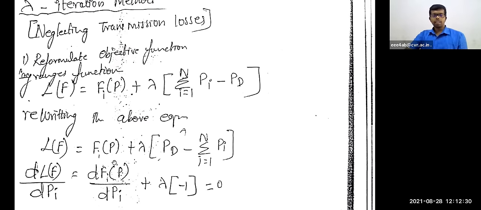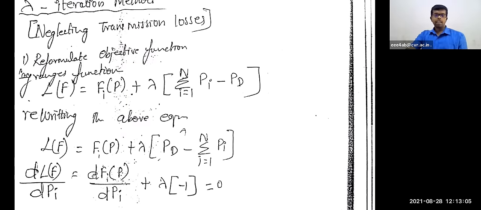So after differentiating, how will it come? Differentiating with respect to power generation, that is Pi. So this is Lagrange's function, L of F. L of F is nothing but Lagrange's function. Now I am differentiating this Lagrange's function and equating it to 0, that is dL of F divided by dPi, with respect to the power generation.